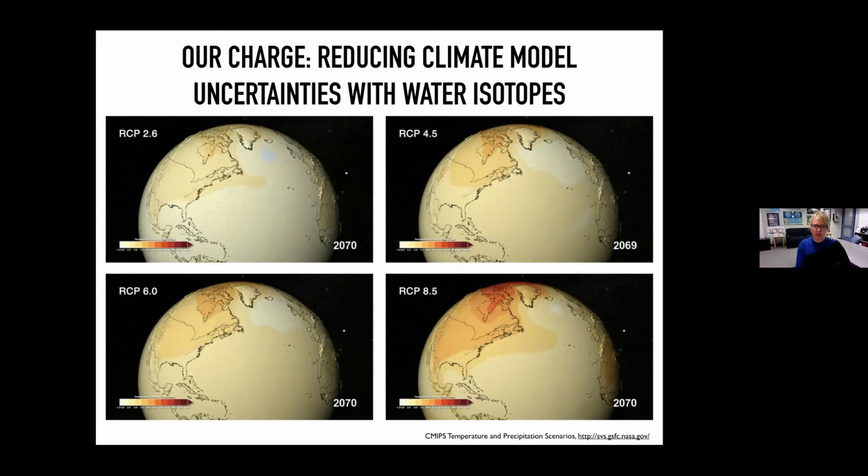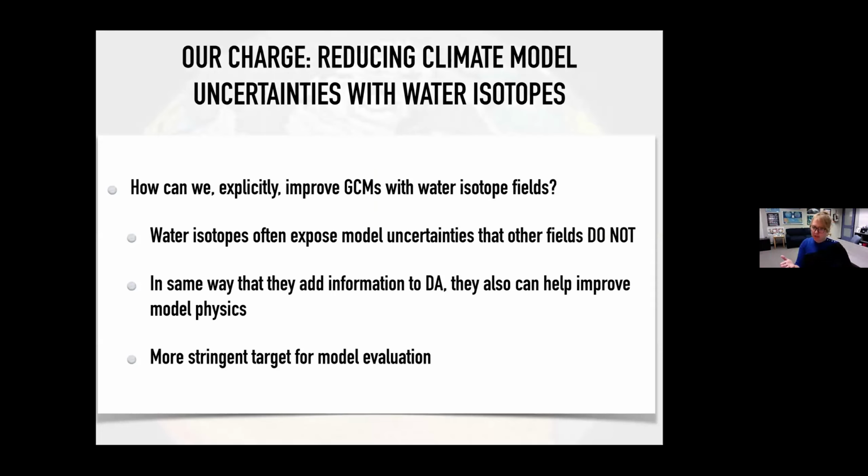Okay, so I think we need to ask ourselves, how explicitly can we improve GCMs with our water isotope comparison? And as I mentioned earlier, water isotopes expose model uncertainties that other fields do not. And then in the same way that they add information for data assimilation, they can also help improve model physics.